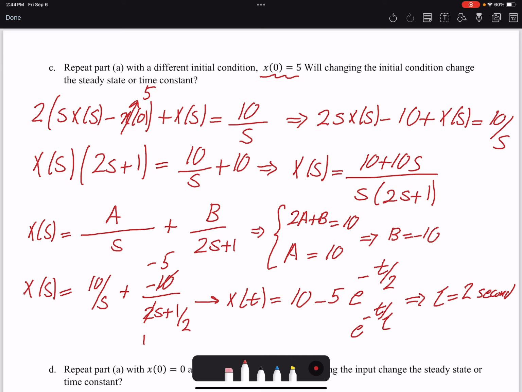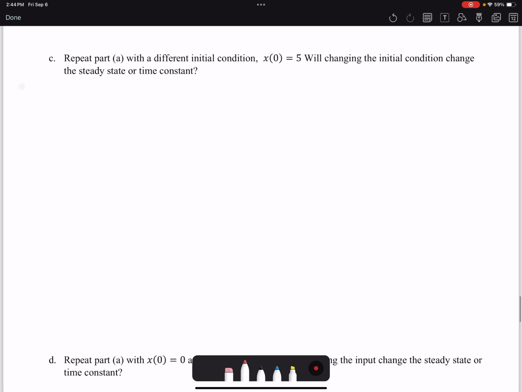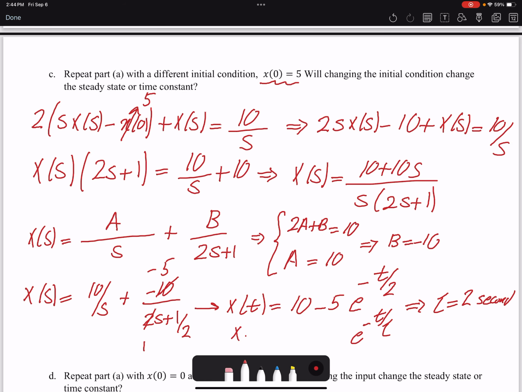And for the steady state, if the time goes to infinity, this component would be 0. So x steady state would be 10 minus 0, which is 10. So it did not change the time constant or the steady state. You can see that changing the initial condition will not change the behavior of our system.